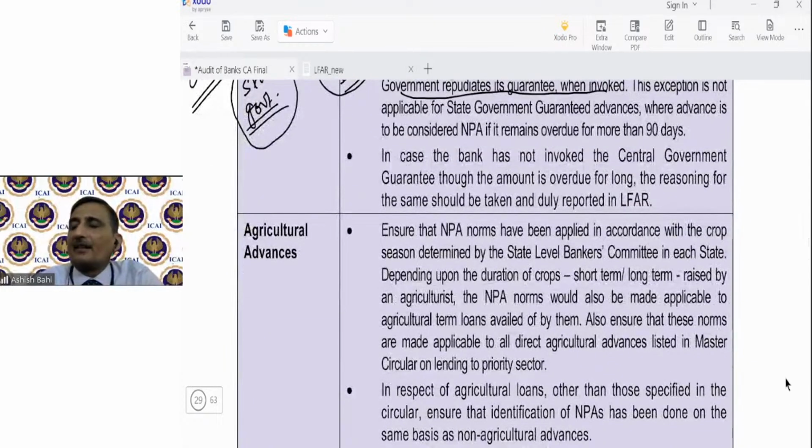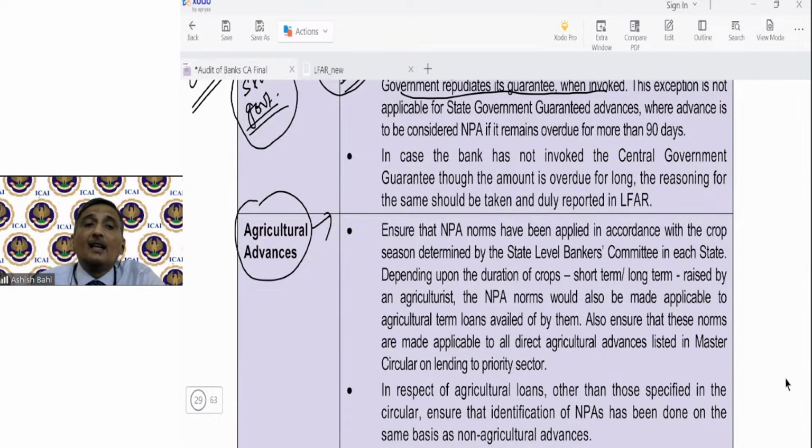And agricultural advances. What are the NPA norms relating to agriculture advances? Any one of you, this you have already done at your intermediate level. What are the NPA norms relating to agricultural advances? Yes, any one of you remembering?